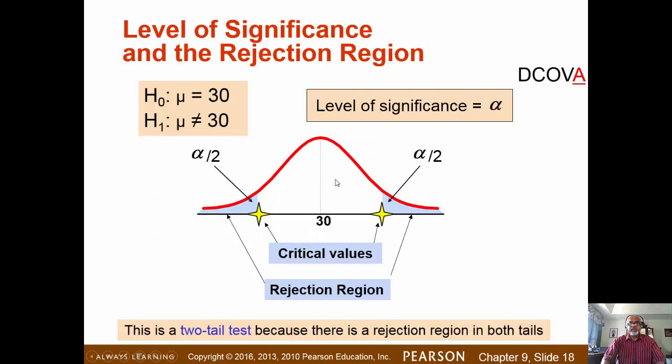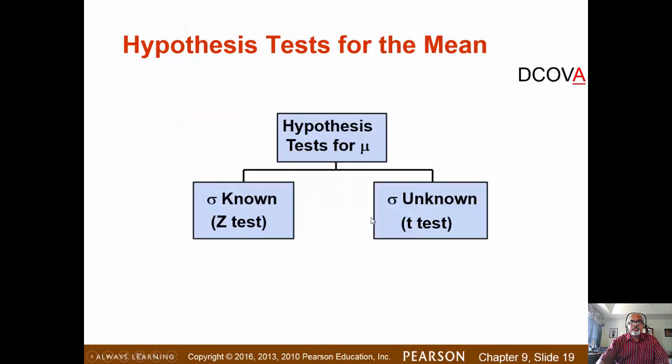So for the level of significance, here is the critical value and alpha over 2 on each of the two tails. So mu equal to 30 or mu not equal to 30, the level of significance is alpha. Then you can come up with the two critical values for that test.